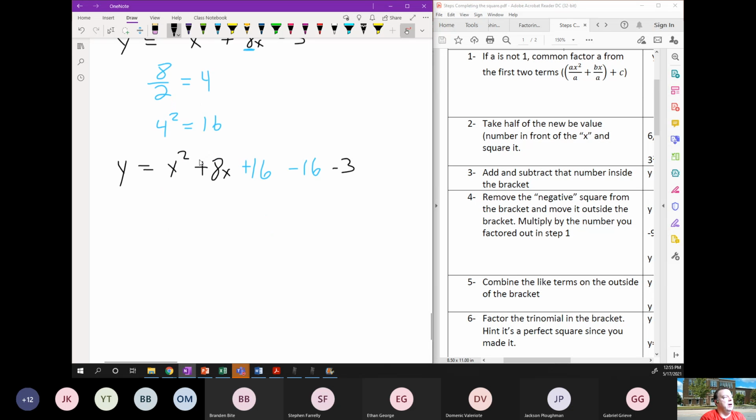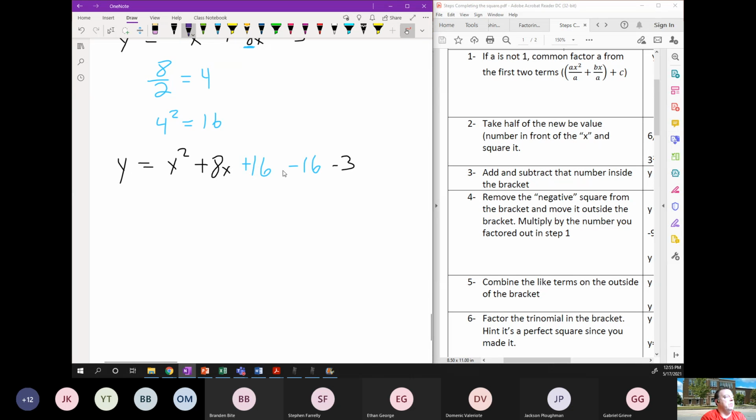So have I changed that equation at all? This new line right here. I added 16 to it, and I minus 16 from it. So I haven't changed it. I added essentially 0 to it, because they cancel out.